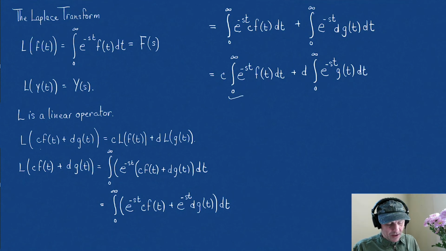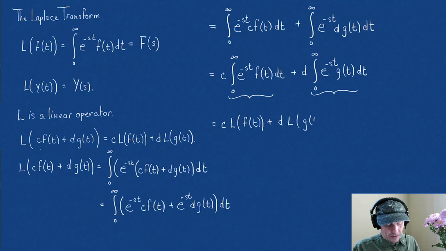Oh, but look at this. This right here, that is the Laplace transform of f. And the second integral, that's the Laplace transform of g. So look at what I found. I've said this is c times the Laplace transform of f of t plus d times the Laplace transform of g of t. And that is how we know that the Laplace transform is a linear operator.